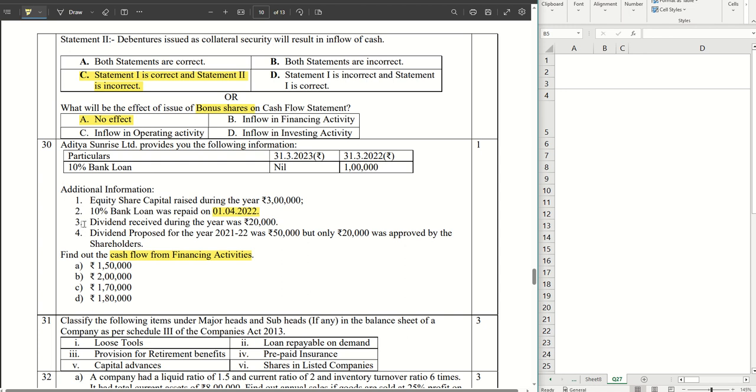Point number four, dividend proposed for the year 21-22 was 50,000, but only 20,000 was approved. So, if 20,000 was approved, that means the company paid 20,000 as dividend in the current year. So, an outflow of 20,000. From 2 lakhs we will subtract this 20,000, so we have the net amount as 1 lakh 80,000. In that case, D is my answer.